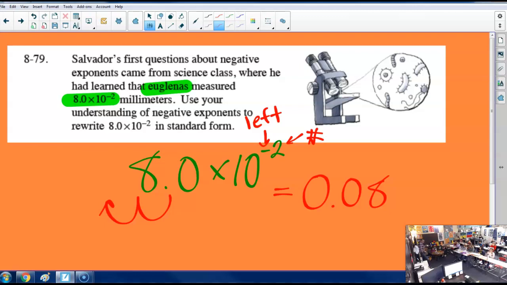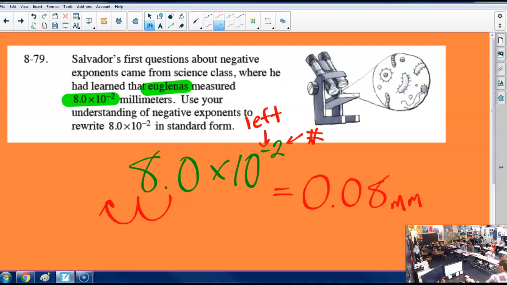Not super small, you are correct. It's still small. But it is millimeters, not centimeters, so it's pretty small. Could not see it without a microscope, something like that.